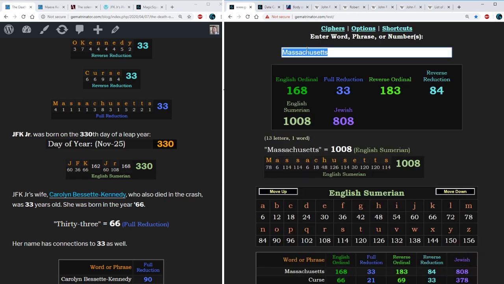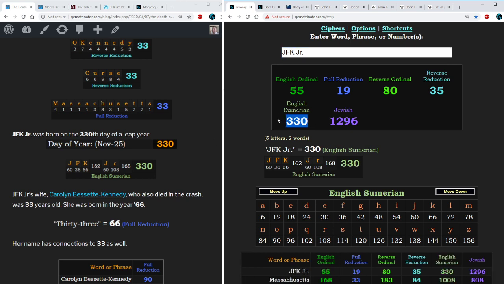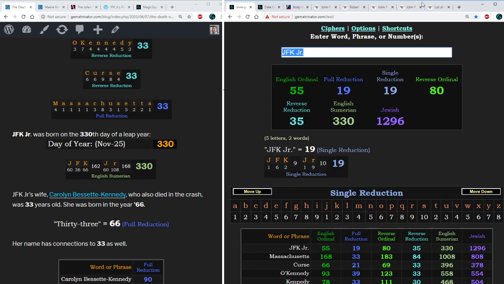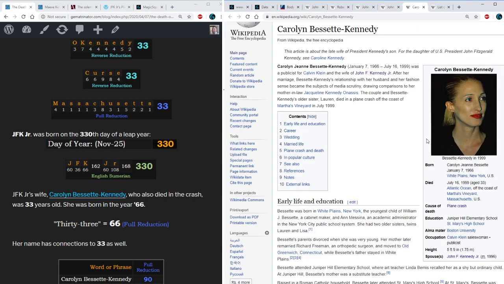In English Sumerian Gematria, which is the alphabetic order times 6, a cipher that's very relevant, as 6 is the number of time, and some historians credit the Sumerians with discovering the formula for time. Anyway, JFK Jr. sums to 330 in that cipher. And what I found interesting is that in the plane crash that claimed his life, his wife was also killed. And Carolyn Bessette Kennedy was 33 years old.